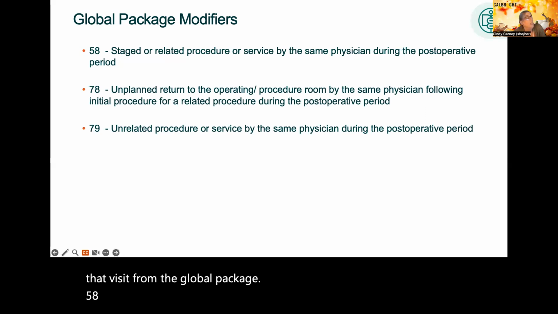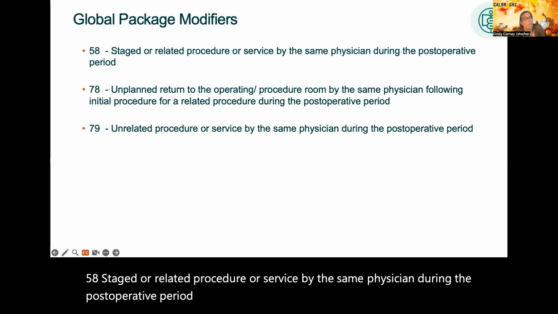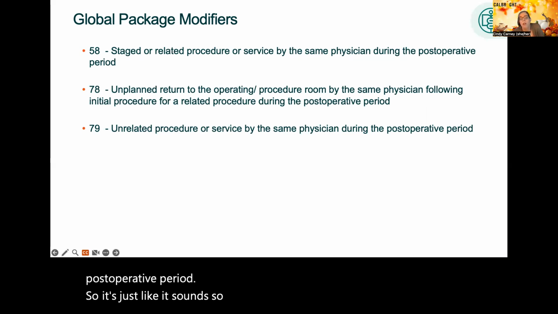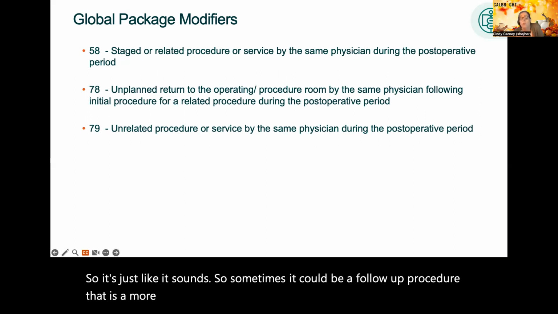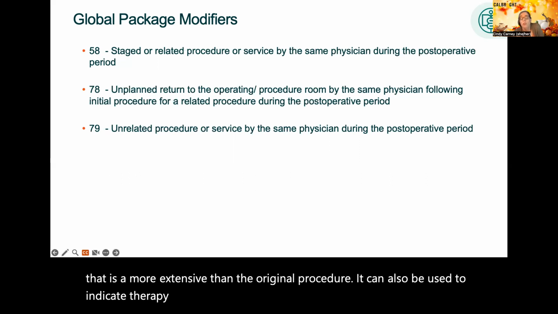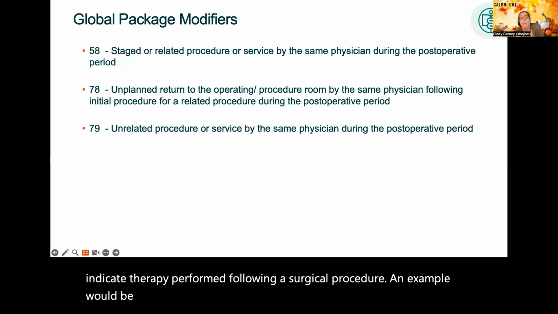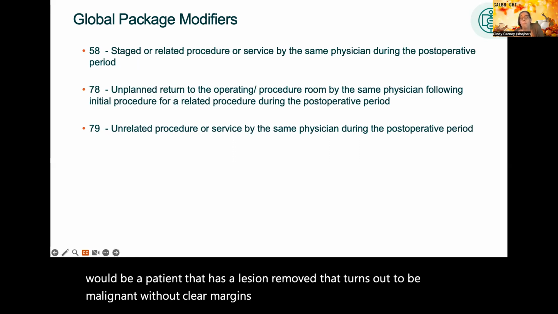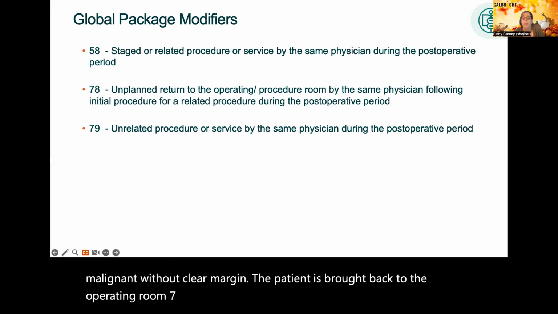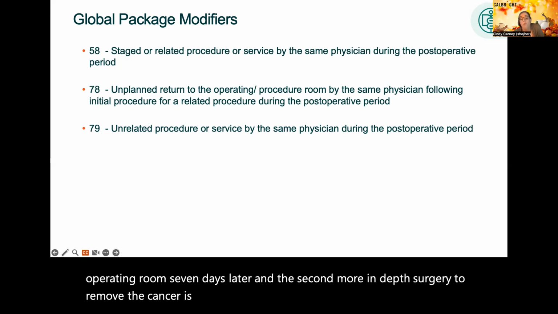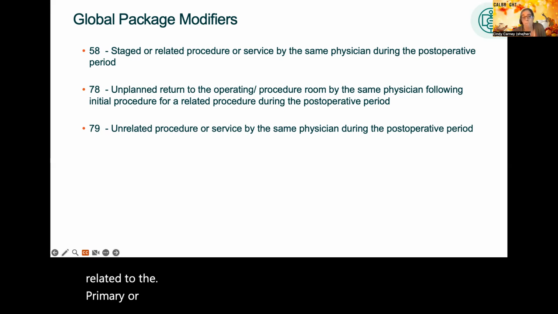58, staged or related procedure or service by the same physician during the postoperative period. So it's just like it sounds. Sometimes it can be a follow-up procedure that is more extensive than the original procedure. It can also be used to indicate therapy performed following a surgical procedure. An example would be a patient that has a lesion removed that turns out to be malignant without clear margin. The patient is brought back to the operating room 7 days later, and the second, more in-depth surgery to remove the cancer is submitted with a modifier 58 to indicate that it is related to the primary or first procedure.